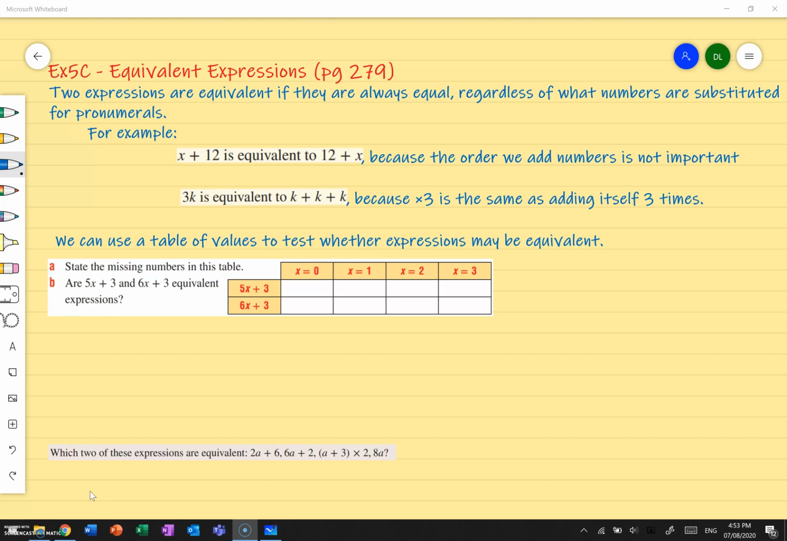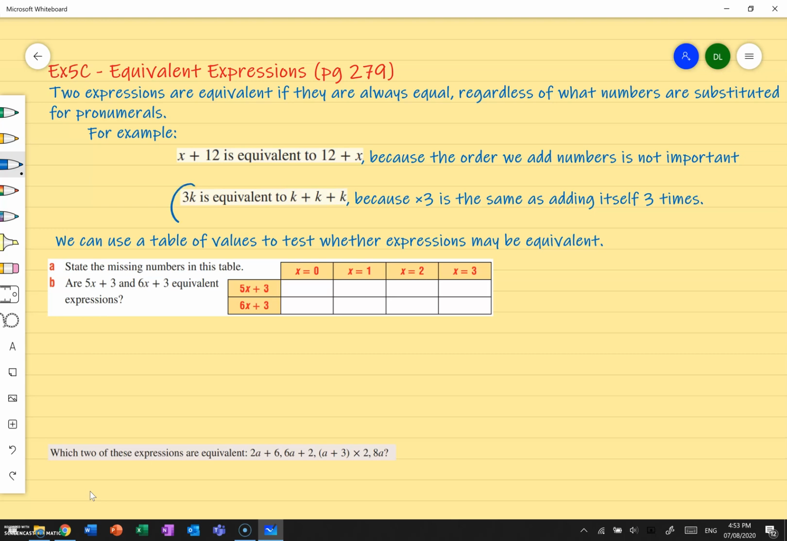So, for example, if I have x plus 12, and I have 12 plus x, they're both equivalent because it doesn't matter if I add the 12 first or the x first. The order that we add numbers is not important, so they are equivalent.